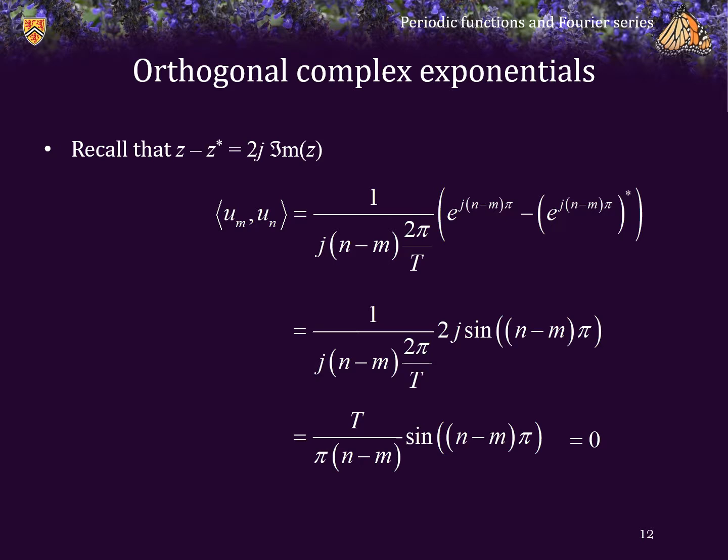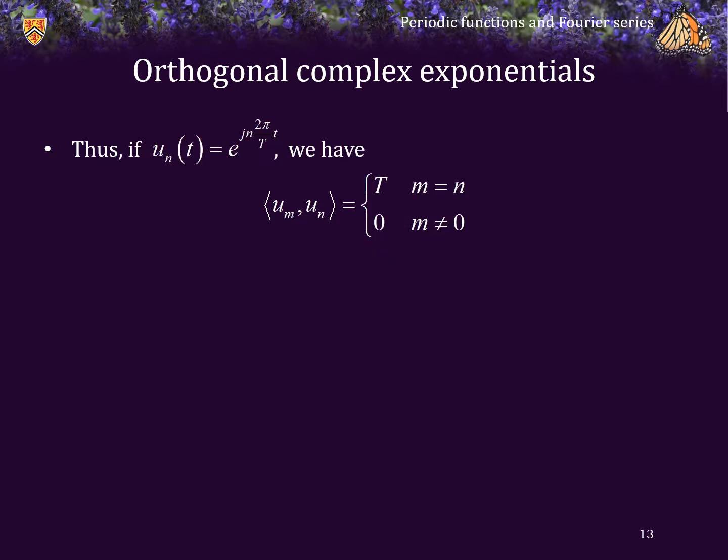What does that say? That says that if m is not equal to n, then the two functions are orthogonal. All right, so if u sub n of t is the function defined as e to the jn 2 pi over capital T times t, we have that the inner product between u sub n and u sub m is T if m is equal to n and 0 otherwise.